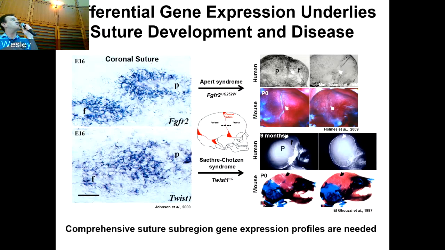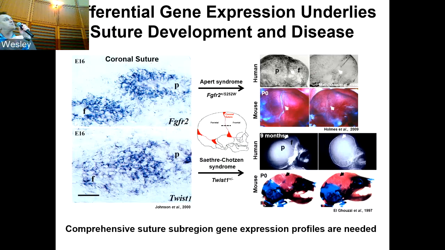FGF receptor 2 is expressed in the osteogenic fronts, the parietal bone and the frontal bone, of this E16.5 mouse coronal suture. If you have activating mutations of FGF receptor 2, you get ossification of the mesenchyme and fusion of the coronal suture in humans, such as in Apert syndrome. Here we have the open coronal suture and the fused one, and also in mouse models of Apert syndrome, we have fusion of the suture by P0.